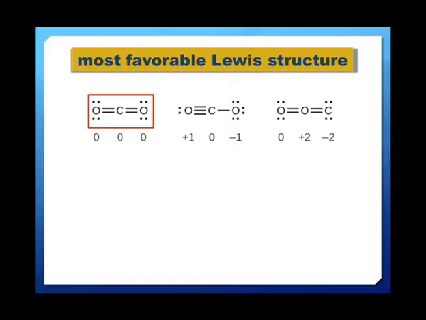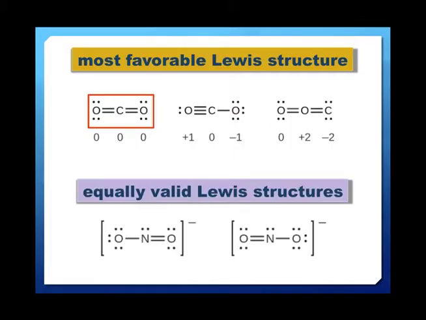Sometimes when we draw Lewis dot structures, if there are many options, there is one structure that is clearly more favorable. But sometimes there can be more than one structure that are equally favorable. Take, for example, the nitrite ion, NO2-.